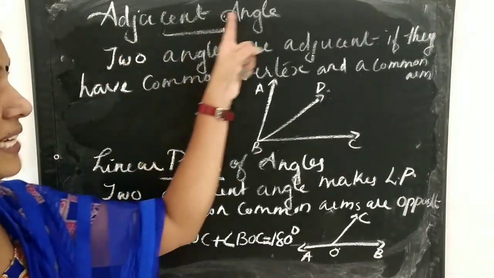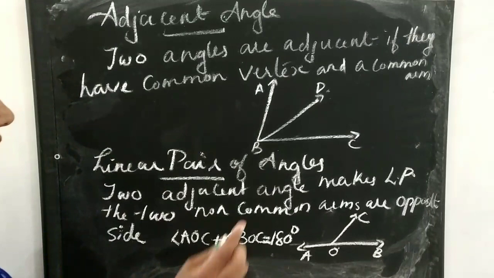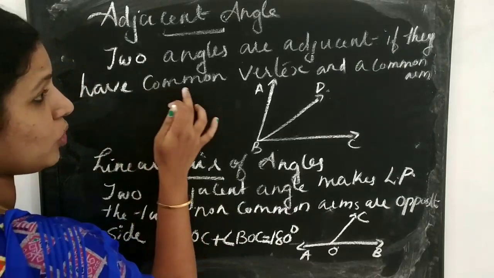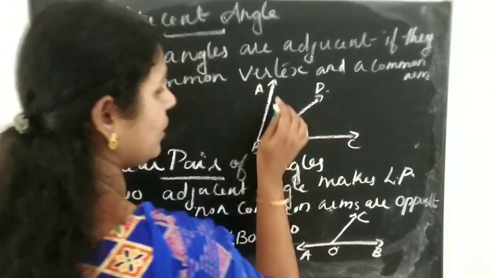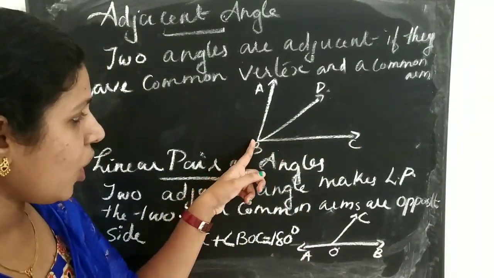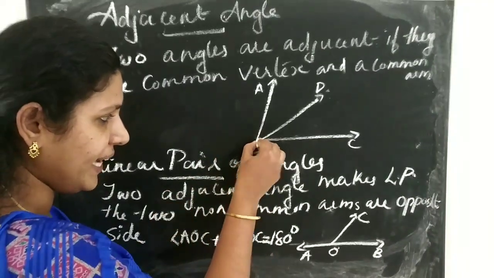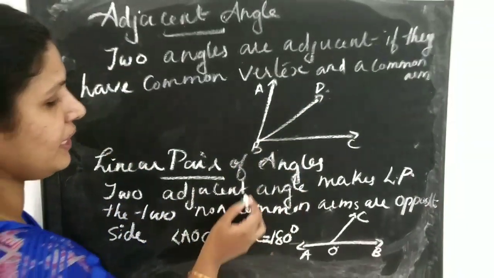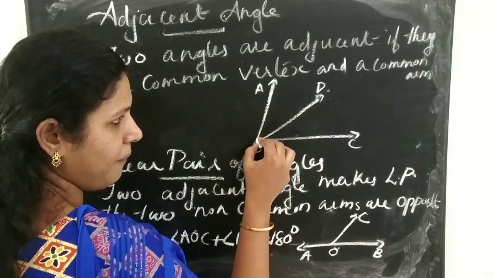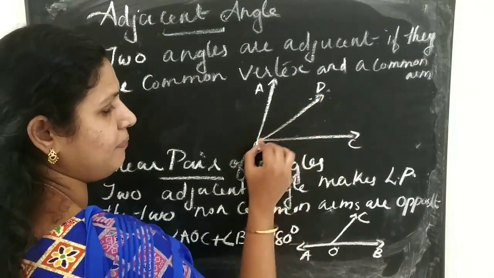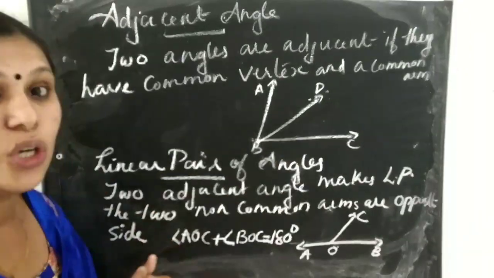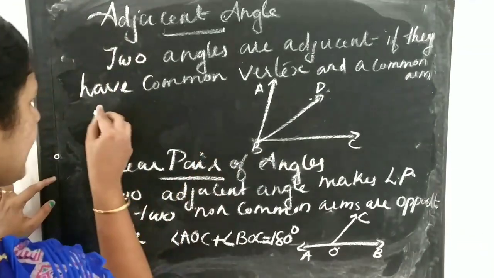Now, adjacent angles. Two angles are adjacent if they have a common vertex and a common arm. Here this is the common arm. In this figure, angle ABD and angle DBC have DB as the common arm and B as the common vertex.